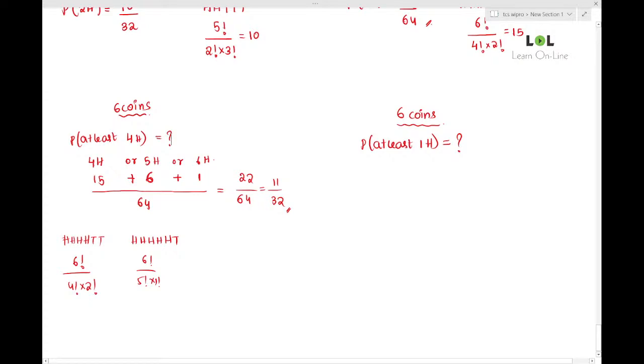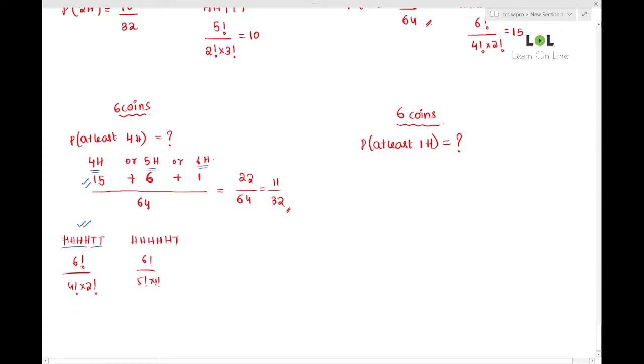Manohar, look, what is happening? You look at this. When I said at least 4 heads, what is the meaning of it? I can get 4 heads or 5 heads or 6 heads. 4 heads means I take one arrangement, 4 heads and 2 tails. How do I arrange it? Totally 6 coins, 6 letters, 6 factorial by repetition, 4 heads, 4 factorial into 2 tails, 2 factorial. So if I do that, I'll get 15. That's what I wrote here.